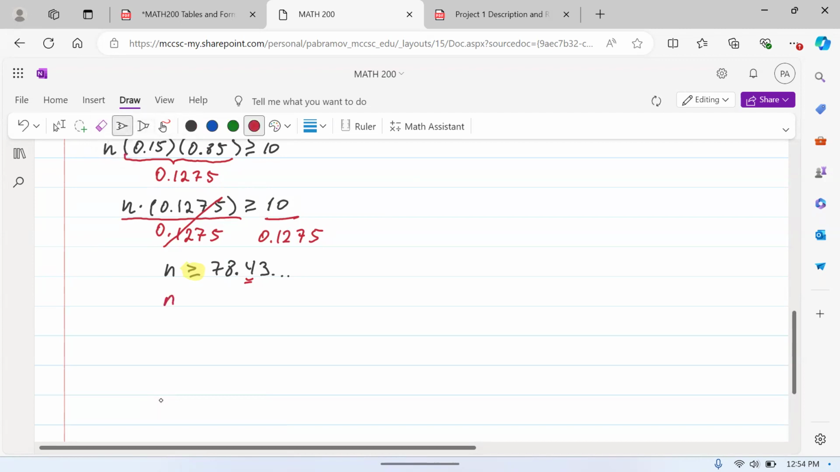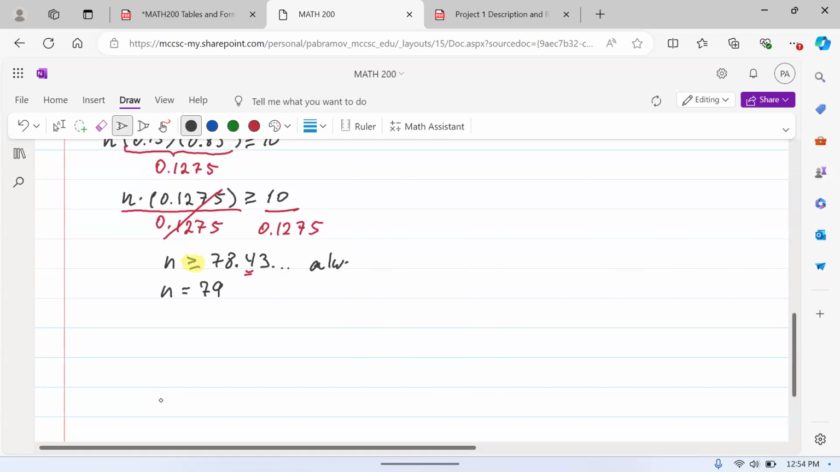So that means that your sample size should be at least actually 78. So we're going to say, sorry, 79. We have to round up, always round up. So when we're looking for the sample size, always round up. So n will be 79 or more.